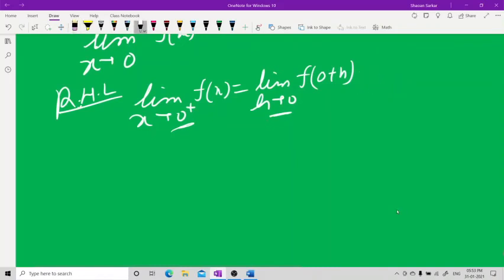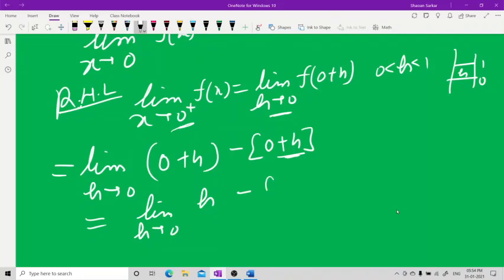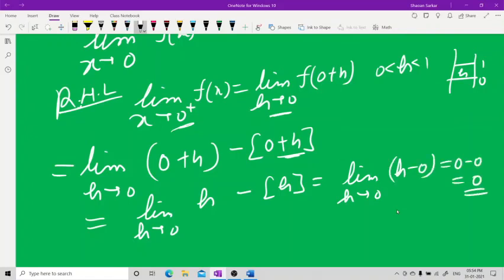Equal to limit h tending to 0, 0 plus h, minus greatest integer function of 0 plus h. Now h, I have already told you, is always greater than 0 and less than 1. Take the ladder: this is h, this is your 0, this is your 1. So this quantity will always go to 0. So limit h tending to 0, h minus 0, taking the limits, it is 0 minus 0, which is 0. No problem, done.